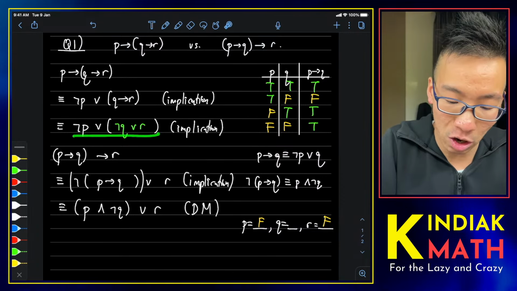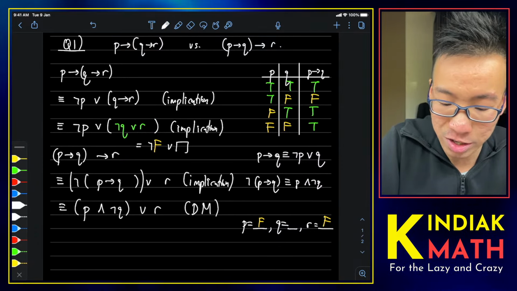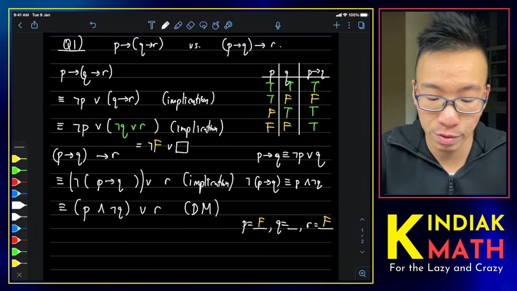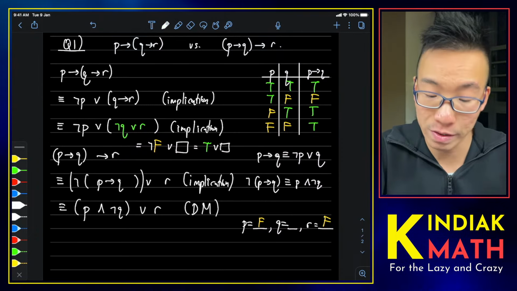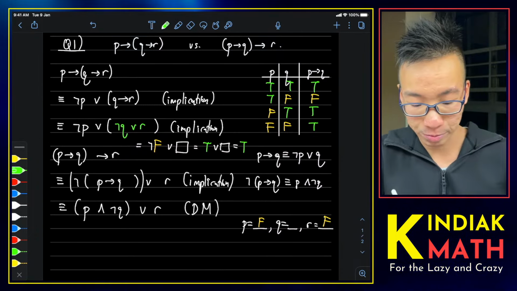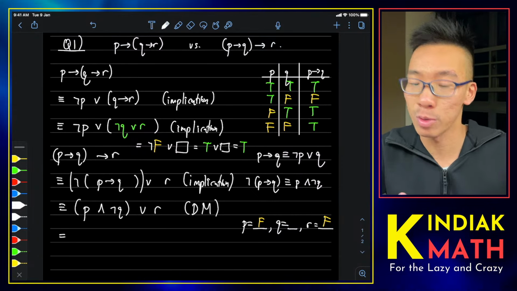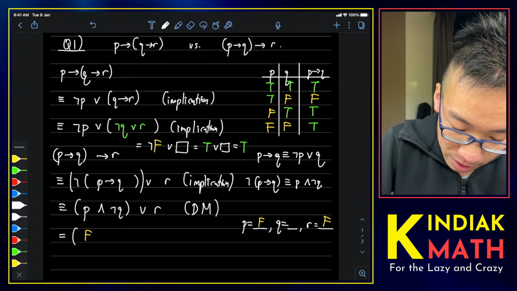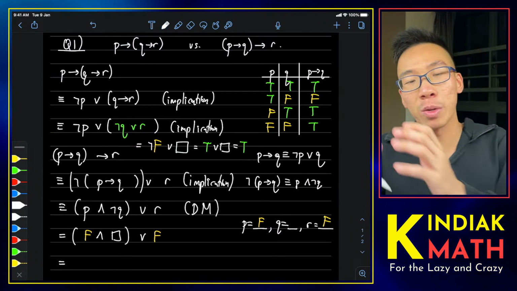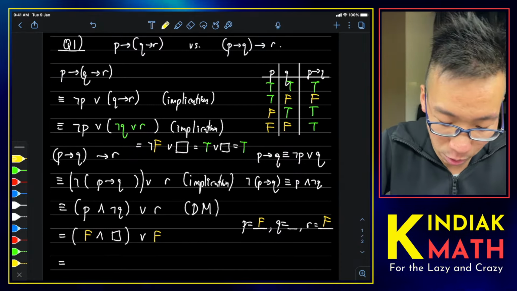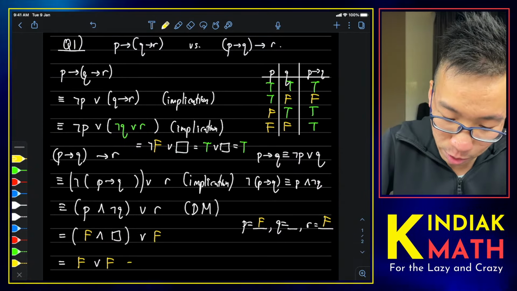Well, for the first compound expression, this will evaluate to the negation of false disjunction with anything. The reason why this is useful for us is because the negation of false is true, disjunction with anything, which evaluates very simply to true. On the other hand, if we were to plug in P equals false and R equals false, we're going to get false conjunction with something, or false. And we know that when you take false conjunction with anything, the result will always be false. And when you take false disjunction with false, you will get false.